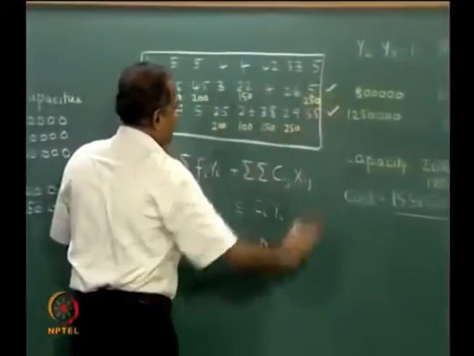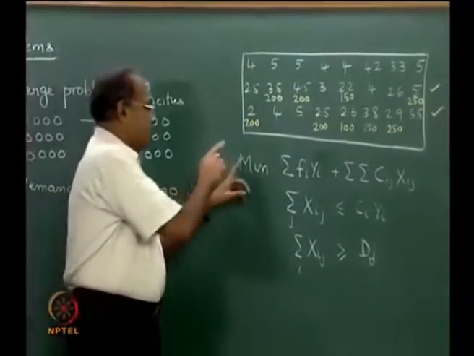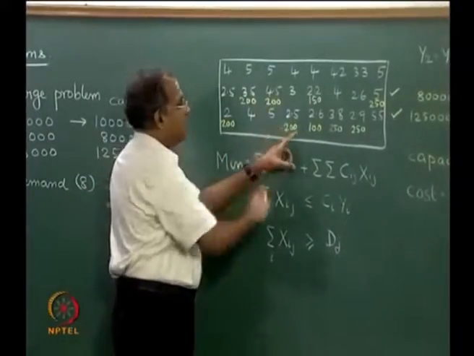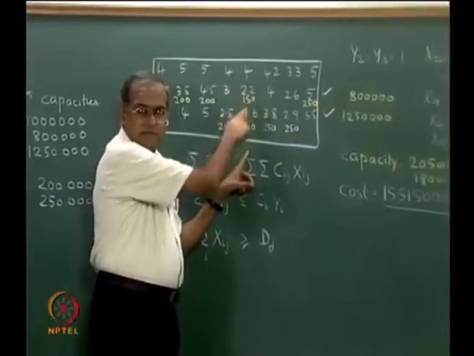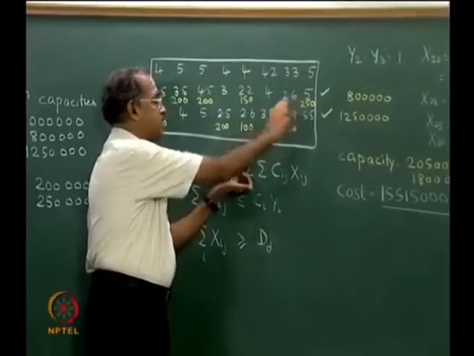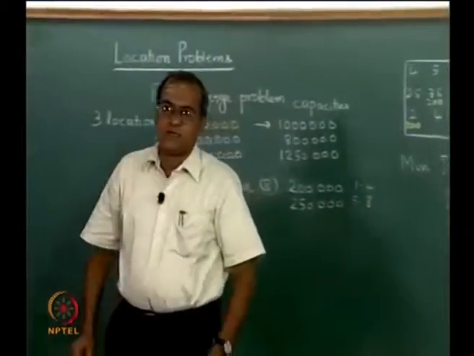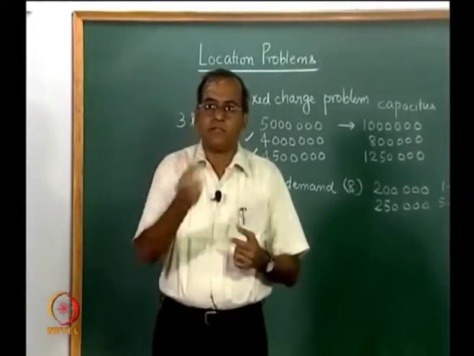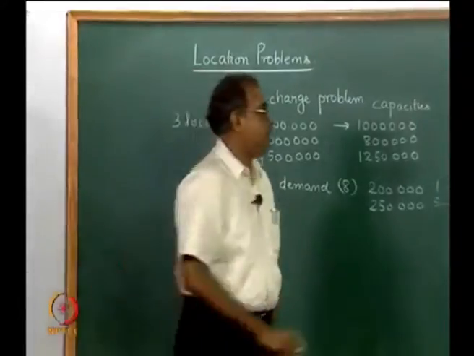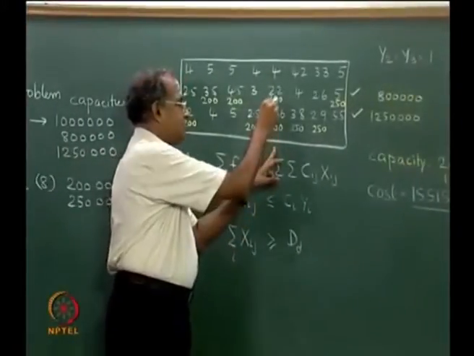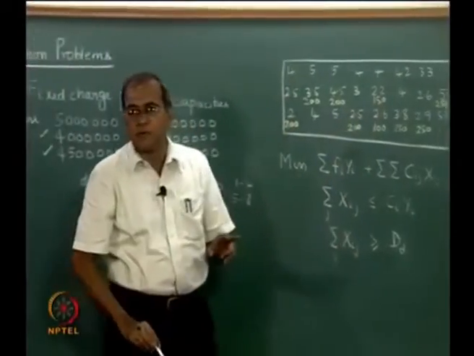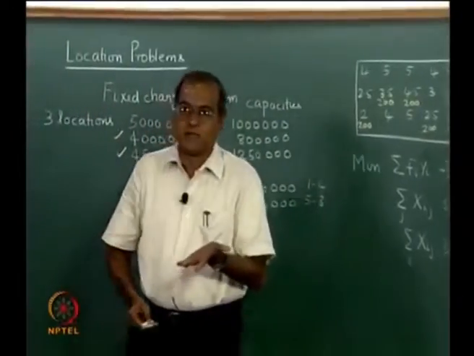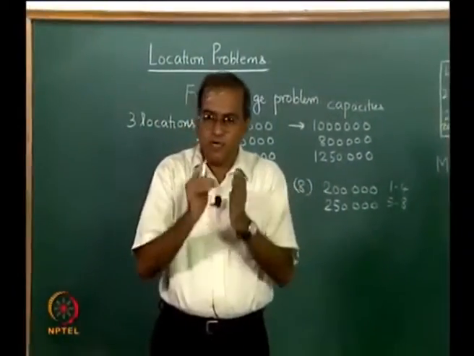If we see this particular example, the demand of this is met only from here, only from here, only from here, only from here. 5 is met both from 2 and 3. Otherwise, 7 out of the 8 demand points have their demands met from only one facility, except demand point 5, which gets 150 from location 2 and 100 from location 3.